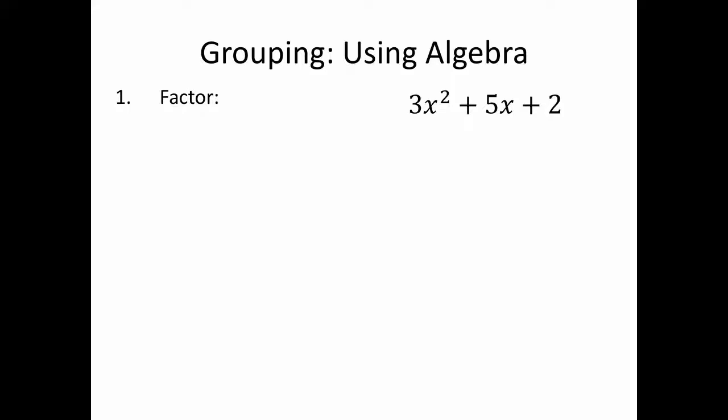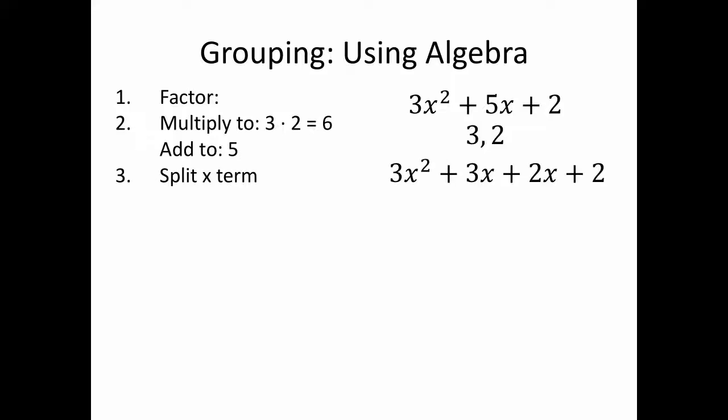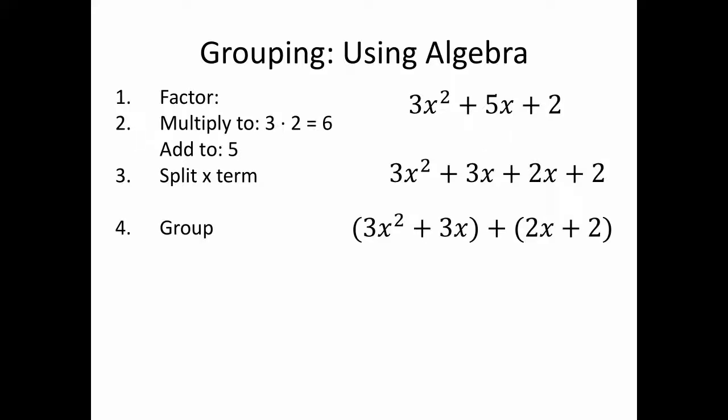So let's factor 3x squared plus 5x plus 2. We know that we need two numbers that multiply to 6 and add to 5. Those two numbers are 3 and 2. Now, instead of making expansion boxes, we'll split the 5x term into 3x plus 2x, using those two numbers that add to 5. Next, we'll group the first two terms together, the 3x squared plus 3x, and we will group the second two terms, 2x plus 2, together.